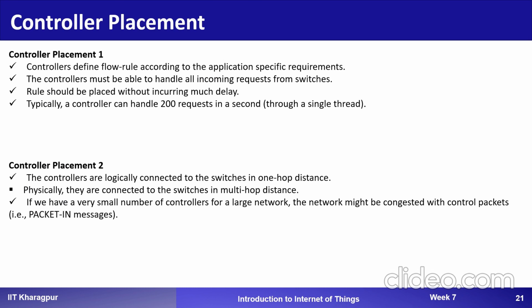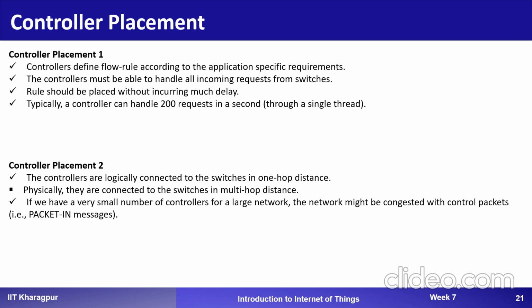After that, the second challenge was controller placement. The controller defines flow rules according to the application specific requirements. The controllers must be able to handle all incoming requests from switches. Rules should be placed without incurring much delay. Typically, a controller can handle 200 requests in a second. The controllers are logically connected to the switches in one hop distance. Physically, they are connected to switches in a multi-hop distance also.